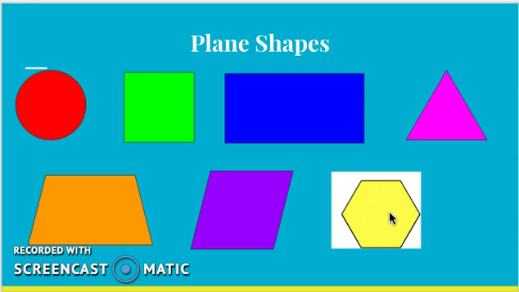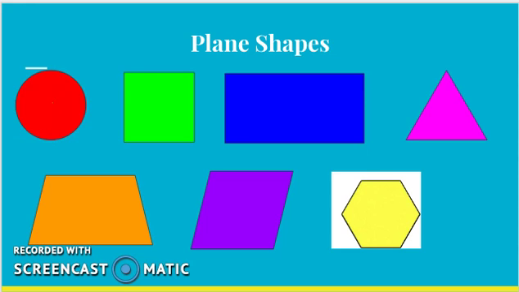I'm going to say a shape, and I want you to point to that shape on the screen. Point to a trapezoid. If you pointed to this one, you are correct. Point to a hexagon. Point to a triangle. Point to a square. Point to a rectangle. Point to a circle. If you pointed to this one, you are correct.